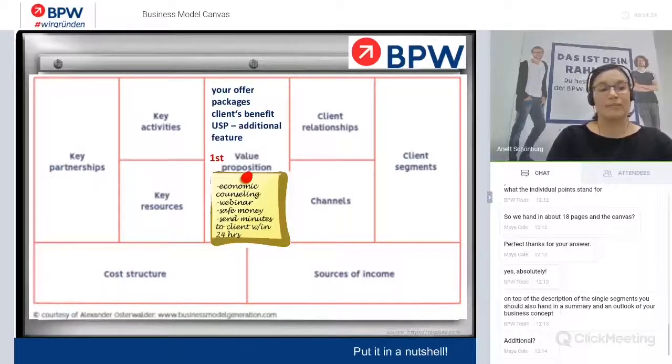How can the client benefit be enhanced by aspects of sustainability? How does your value proposition differ from competitors on the market? Your unique selling point.